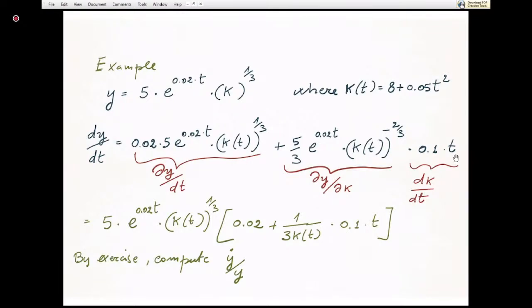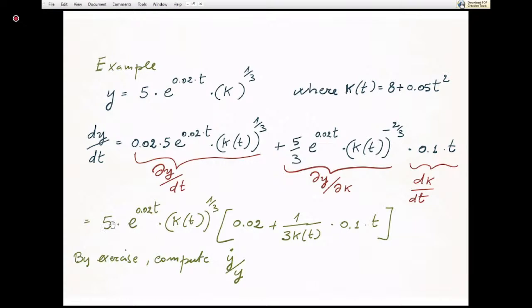Try to understand these structures because they are really common. So, there is a common factor here, which is 5 exponential 0.02t times k to the power 1/3. And now I have into the square brackets 0.02 for the first term and 1 over 3k 0.1t as the second term into the square brackets.